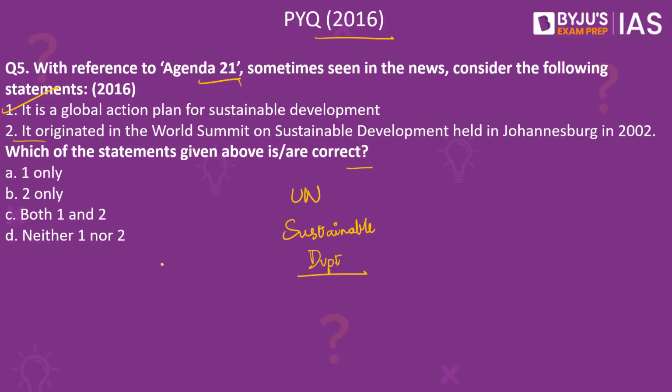This action plan on sustainable development is a product of the Earth Summit, that is UN Conference on Environment and Development, that was held in Rio de Janeiro in Brazil in 1992. Therefore statement number 2 becomes incorrect. Therefore the right answer to our question would be option A, 1 only.